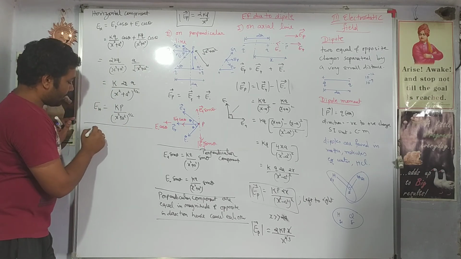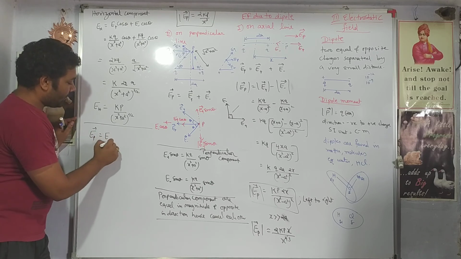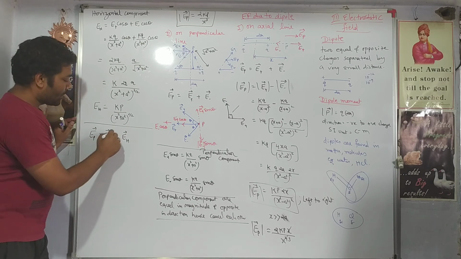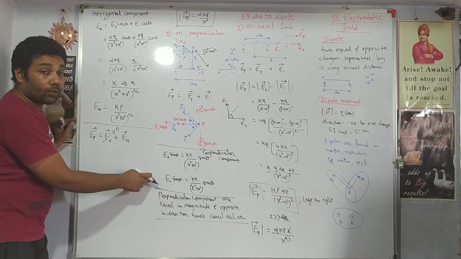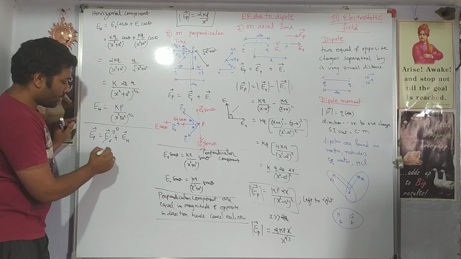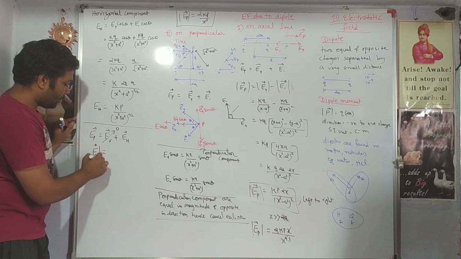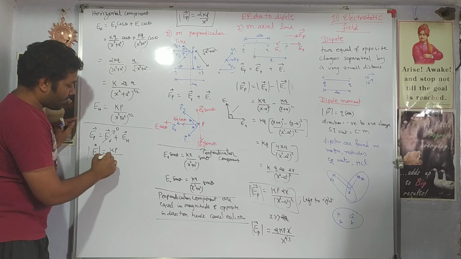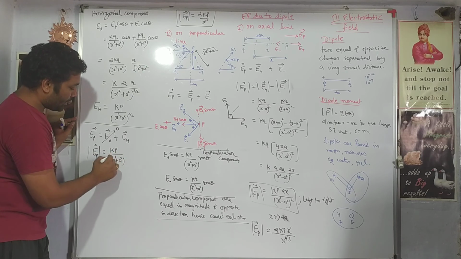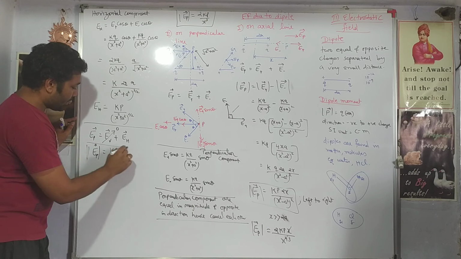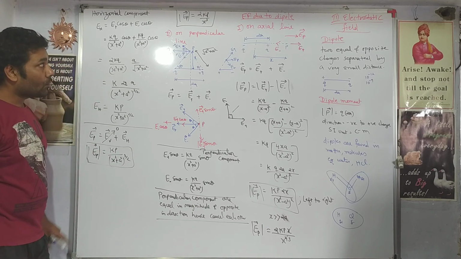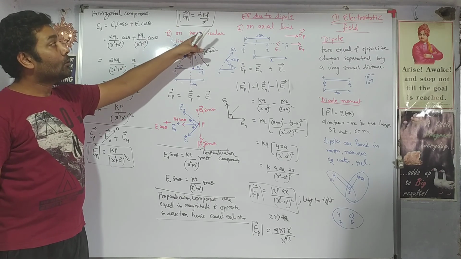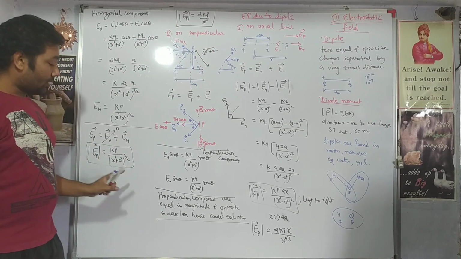The net electric field at point P is the electric field due to the vertical component plus the electric field due to the horizontal component. Due to the vertical component it is 0. We have already proved this. It's only due to the horizontal component. So the electric field at point P will be kp by x square plus a square raised to the power 3 by 2. This is the exact equation for the electric field due to a dipole on the perpendicular line.